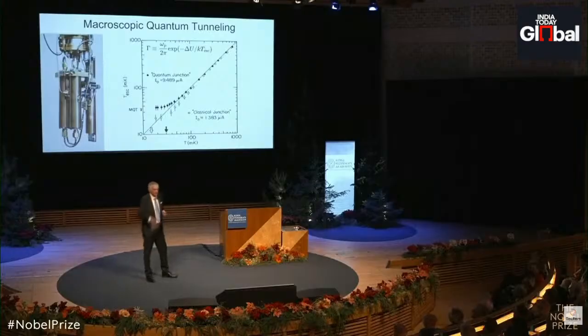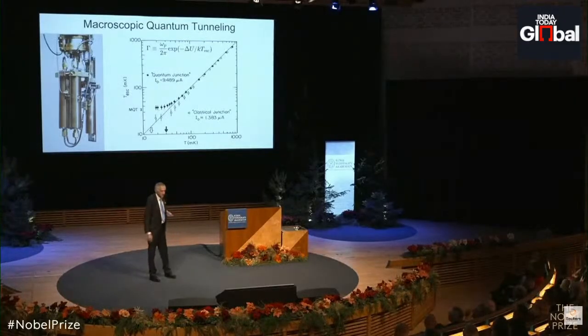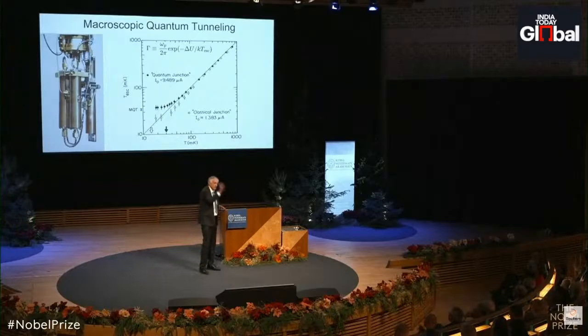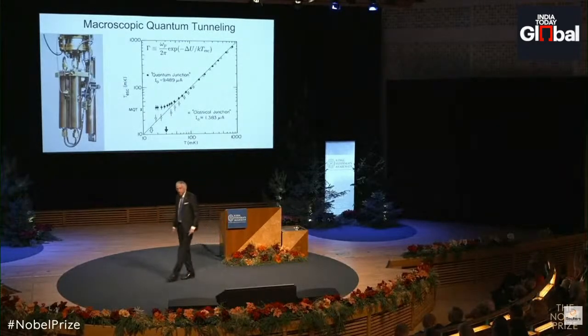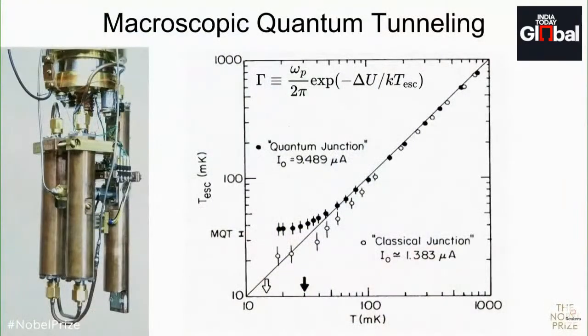So this is something we call the escape temperature. And here it's a plot of the escape temperature versus the real temperature. And as described before, T escape equals T at high temperature, because this is all classical physics. That's what you expect. And then as you go to lower temperature, it begins to level off.